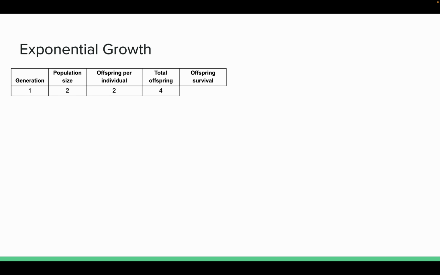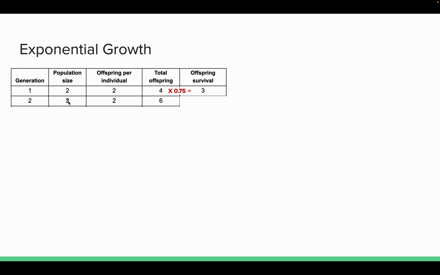And because we're considering 75% survival, again, this is going to be on average for the species. We're going to take the total offspring. So these individuals are still producing 2 offspring each for a total of 4 total. But then only 75% of them survive, so we need to multiply by 0.75, and this equals 3. So in total, 3 offspring from generation 1 are going to move along to be generation 2.